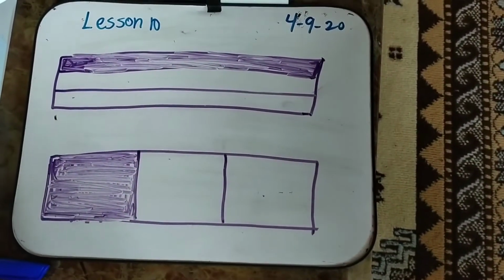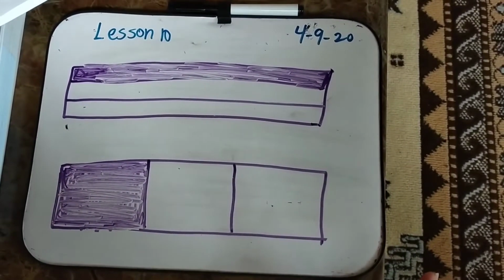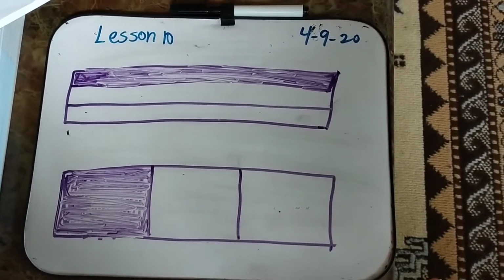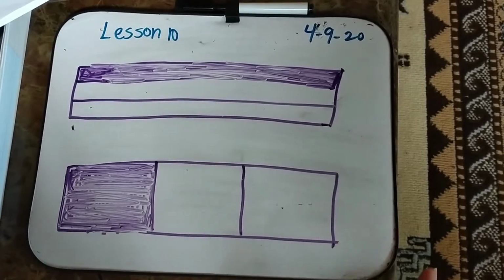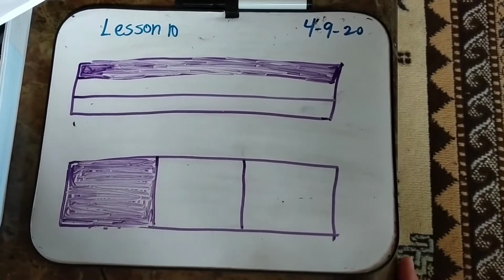Okay, class, today we are going to talk about Module 8, Lesson 10. Two days ago we talked about two equal shares, or what we called halves. Today we're going to be talking about three parts.